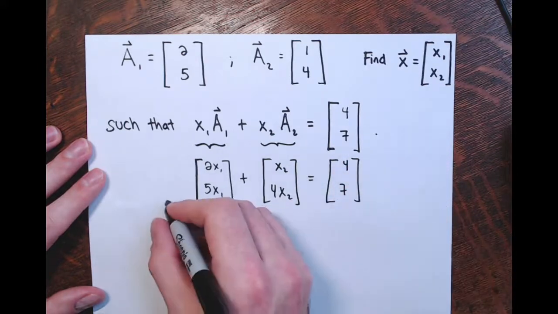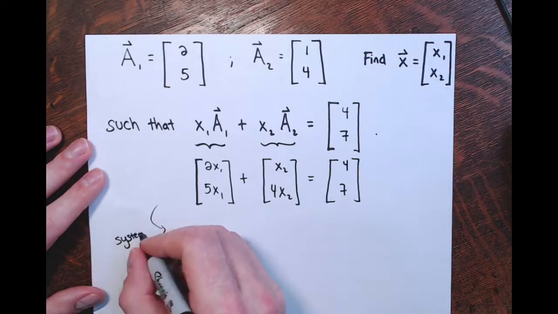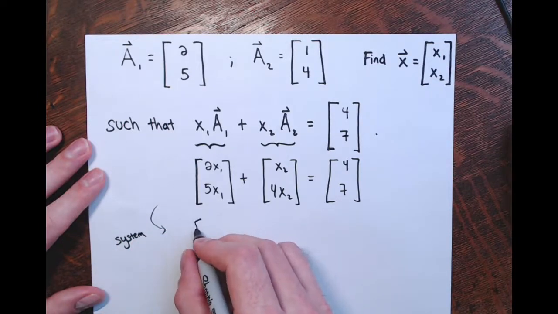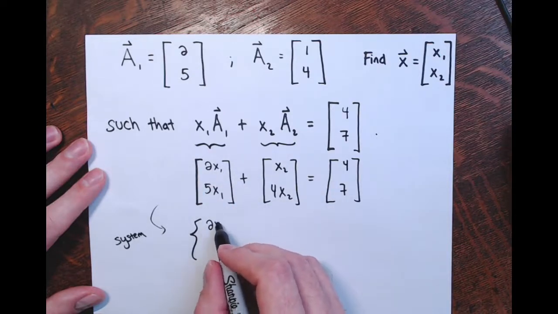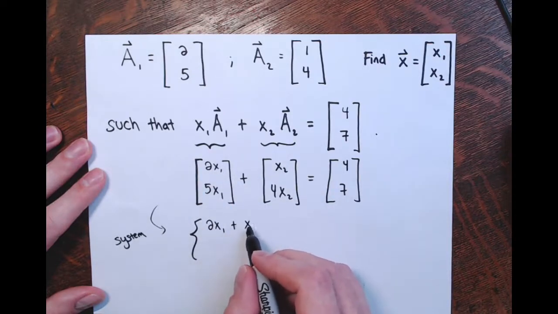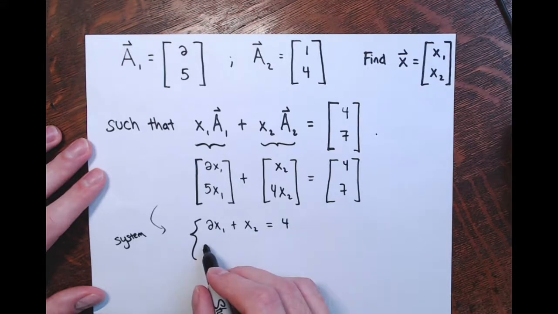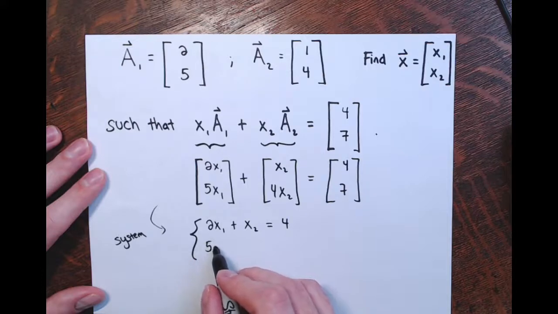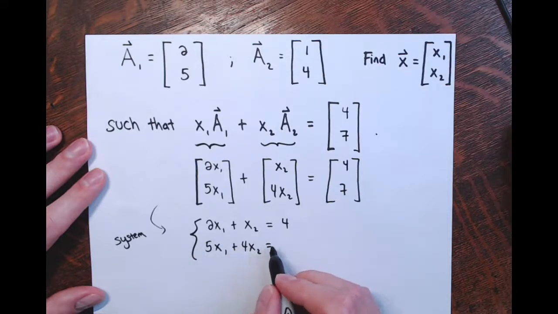Again, this leads me to a system where the first components need to be equal, right? So 2x1 plus x2 needs to be equal to 4. And the second components all together need to be the same. 5x1 plus 4x2 needs to be equal to 7.